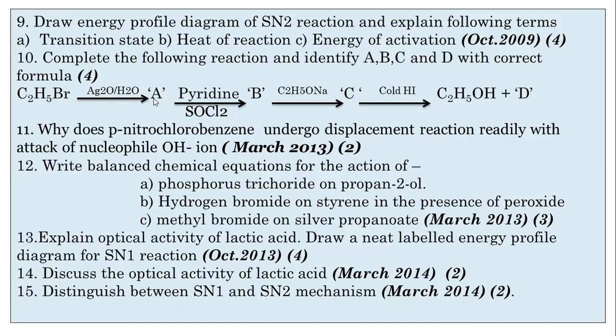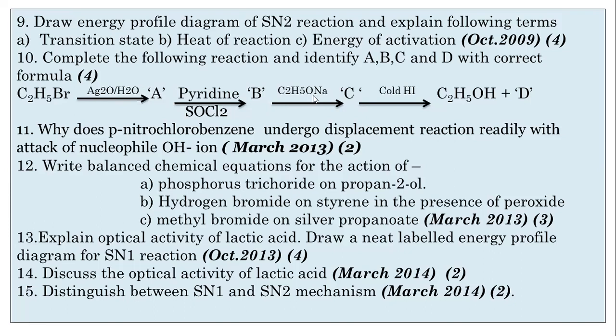Silver oxide in presence of water is called moist silver oxide, which gives AgOH. What is the reaction of AgOH with C2H5Br? So AgBr will be removed and we will get C2H5OH. So A will be ethyl alcohol. This ethyl alcohol reacts with pyridine and SOCl2. SOCl2 is thionyl chloride, so OH will be replaced with Cl. So B will be C2H5Cl, ethyl chloride.